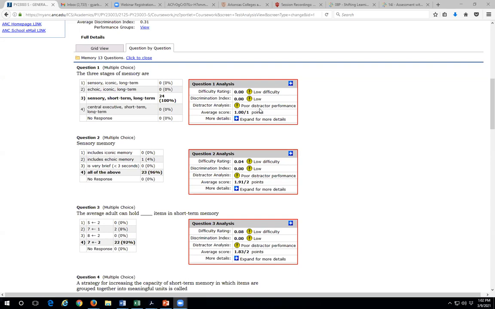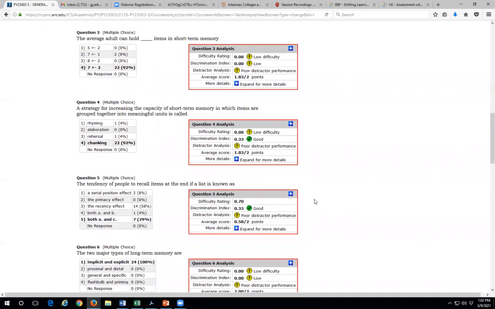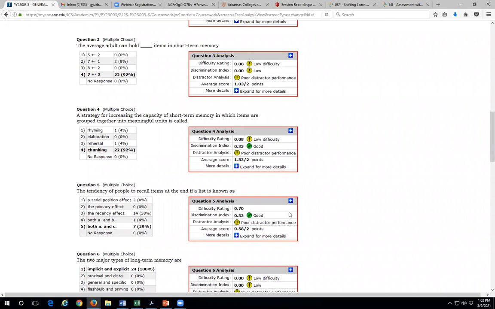The three stages of memory are sensory, short-term, and long-term. Sensory memory includes iconic and echoic memory. It's also very brief, less than 3 seconds, so that would be all of the above. The average adult can hold 7 plus or minus 2 items in short-term memory. A strategy for increasing the capacity of short-term memory in which items are grouped together into meaningful units is called chunking.